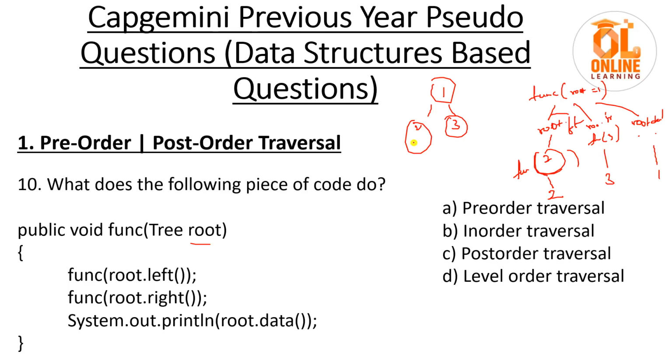You can observe that it is 2 3 1. So basically, first left is being traversed, then right is being traversed, then the data is being printed. Left, right, and root. This is the logic for post order. So option C is the correct answer for the 10th question.